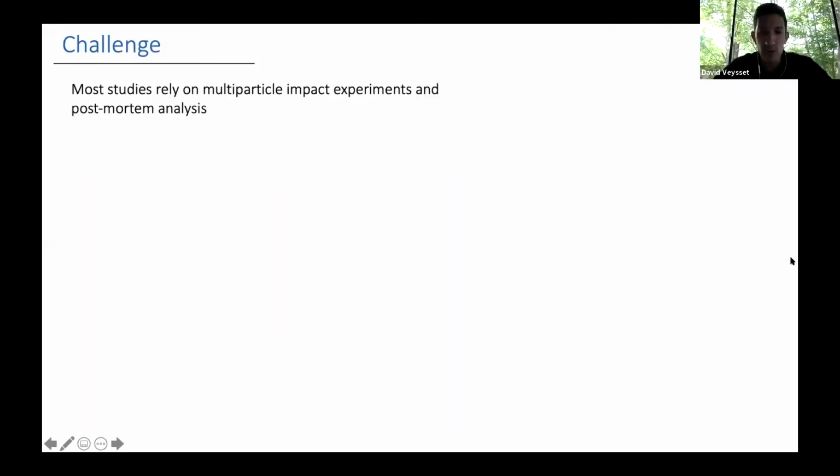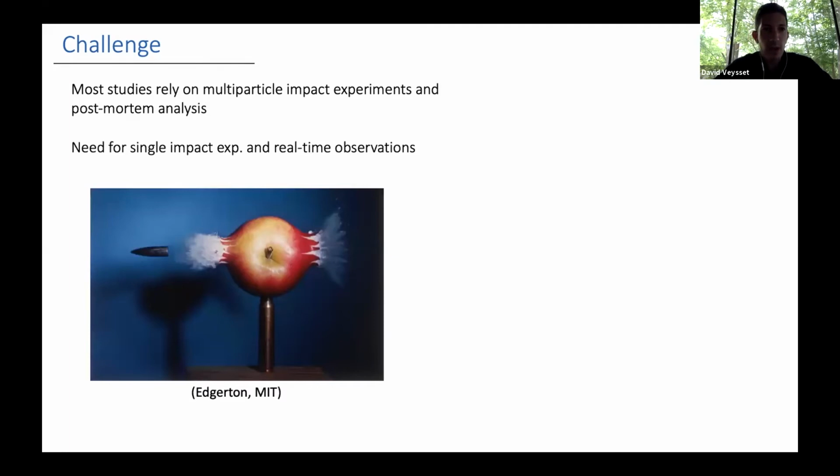So the challenge so far is that in the experiments done in the laboratory, most of the studies have relied on multiple-particle experiments, where it's difficult to distinguish between each singular impact event, and the characterization has been focused on post-mortem analysis. But an ideal experiment would look at single impact events and see what happens in real time, where there is more information to be learned, and then you can always do the post-mortem analysis.